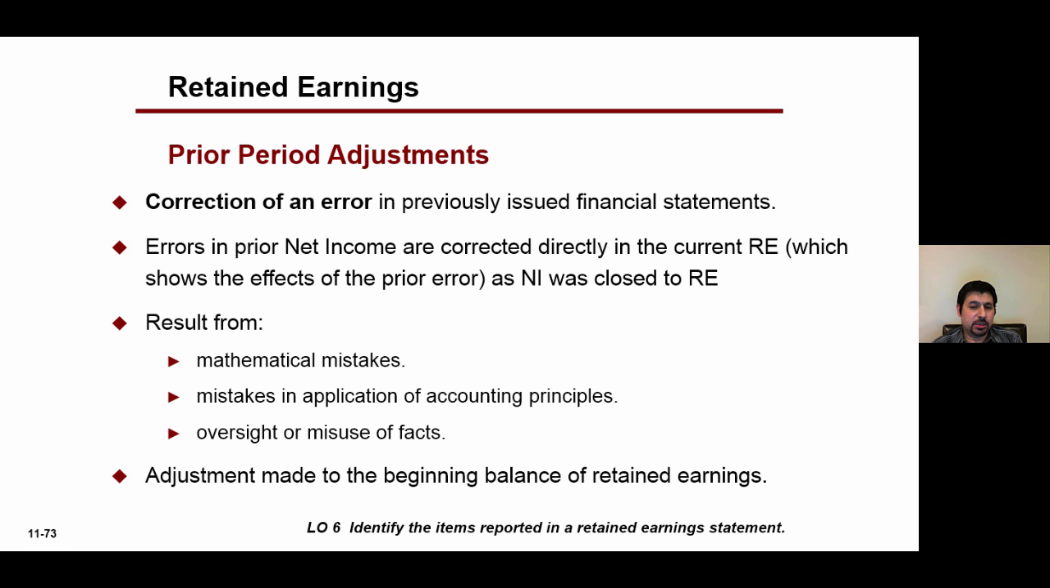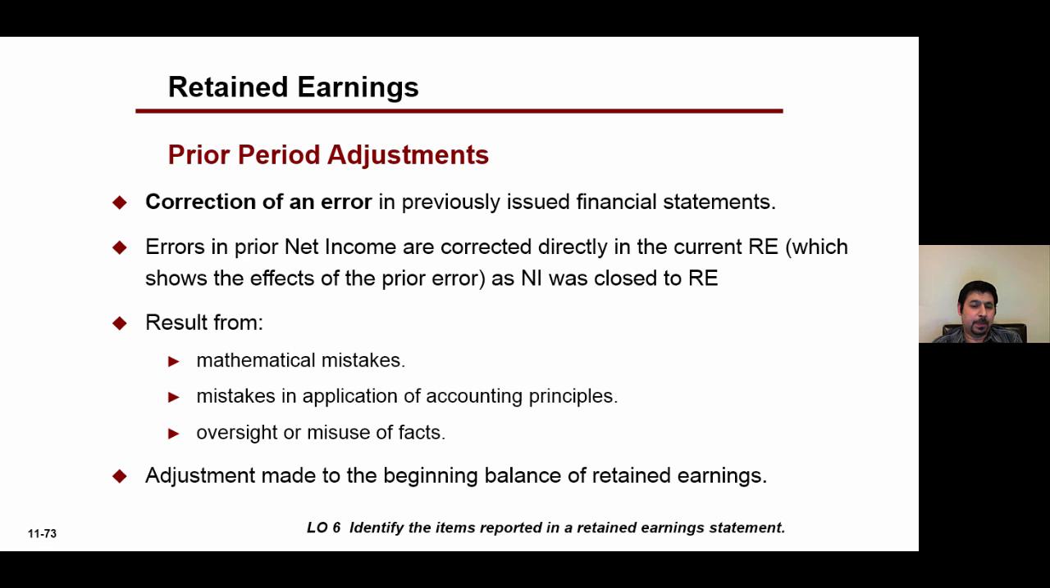There are several possible reasons for such an error. It could be a mathematical mistake. It could be an intentional mistake. It could be using the wrong accounting principle, etc. And the adjustments have to be made to the beginning balance of retained earnings.